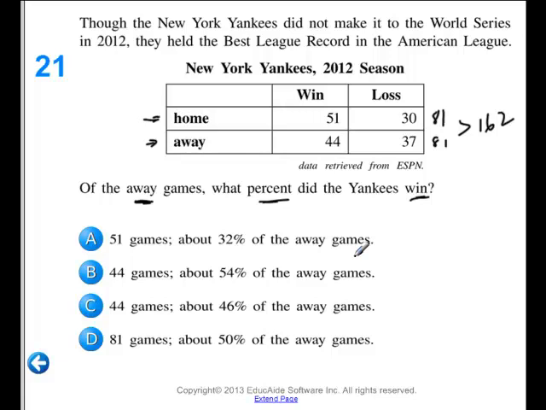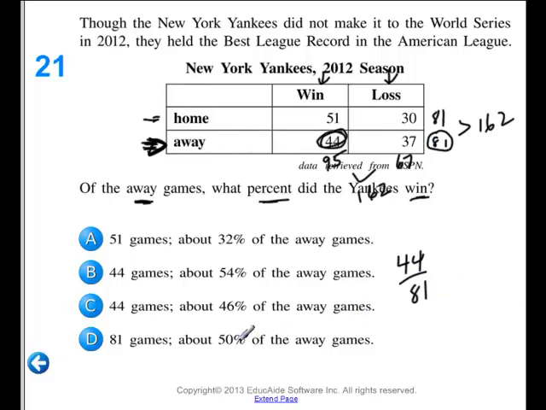That's how many games professional baseball players play. So now, of the games they won, 51 and 44, so that's a total of 95 games. The other games they played, they lost 30 and 37, so that's 67. When I add those up, again, that's 162 because they played 162 games. So there's our totals. Now, of the away games, so we're talking about this set of data right here, only this set. What percent did the Yankees win? So I had 44 games that they won out of all the away games, which was 81. So 44 out of 81.